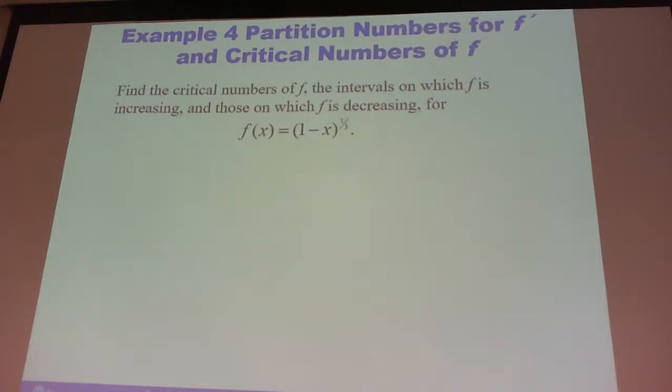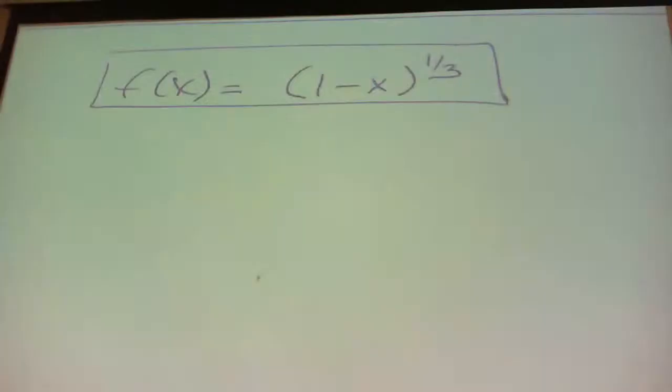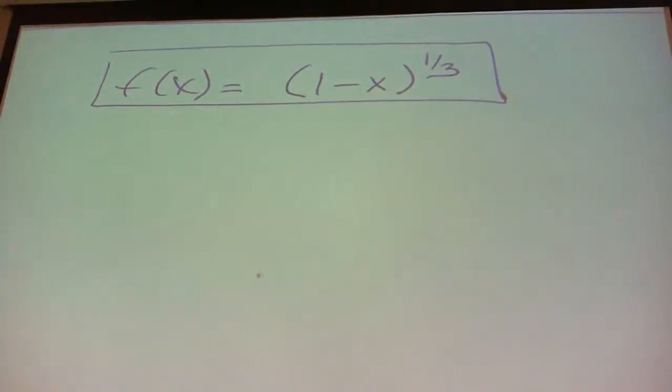Now, let's really see how our derivatives are doing. Let's say we had 1 minus x raised to the 1/3. That's the original. Find the derivative, set it equal to 0, and solve.